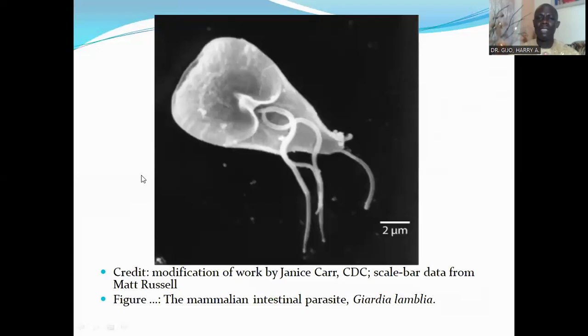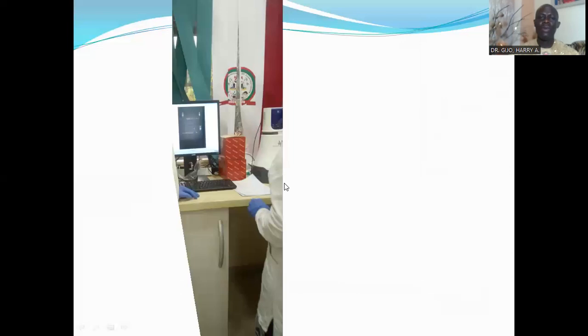Now, this is Giardia lamblia. As said, it has more than two flagella for locomotion. We have 1, 2, 3, 4 flagella in this case in Giardia lamblia.